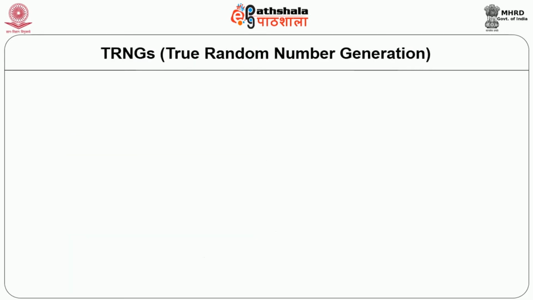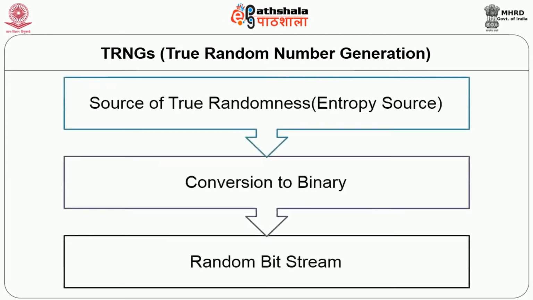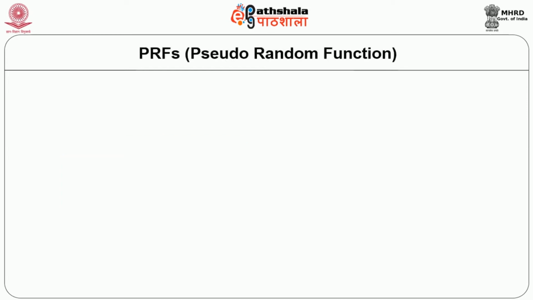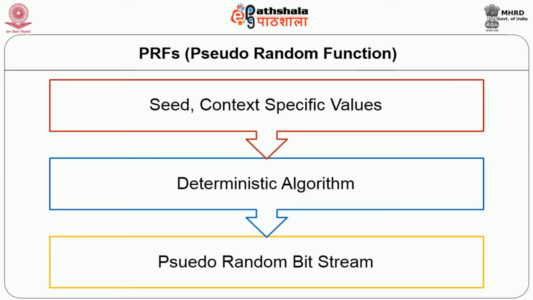Then we have TRNGs, true random number generators. They are the source of true randomness, meaning that an entropy source is used. It is converted to a binary number and a random bit stream is generated. The next is PRF, pseudo random function. It needs a seed and context specific values. They are also deterministic algorithms, and a pseudo random bit stream is generated. So three things we have discussed: pseudo random number generators, true random number generators, and pseudo random function.